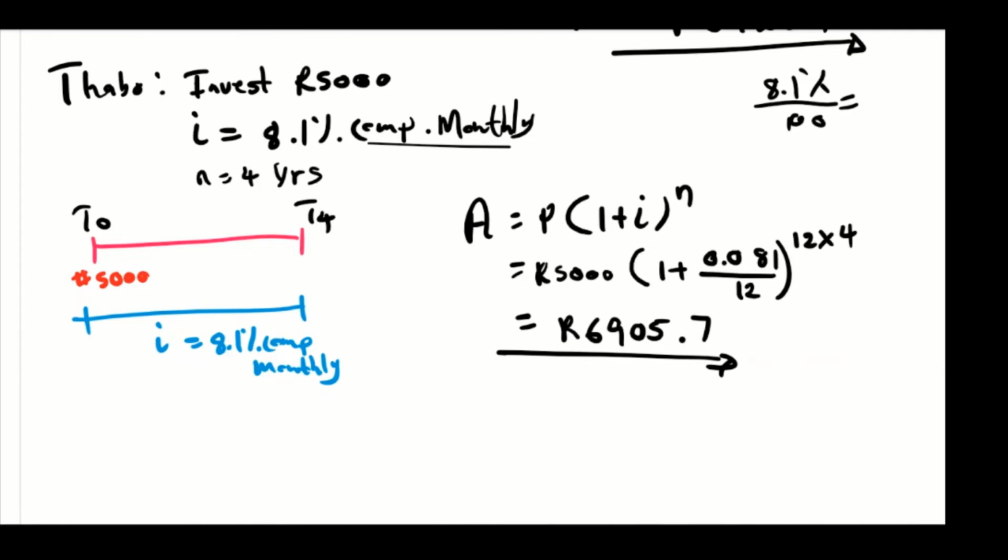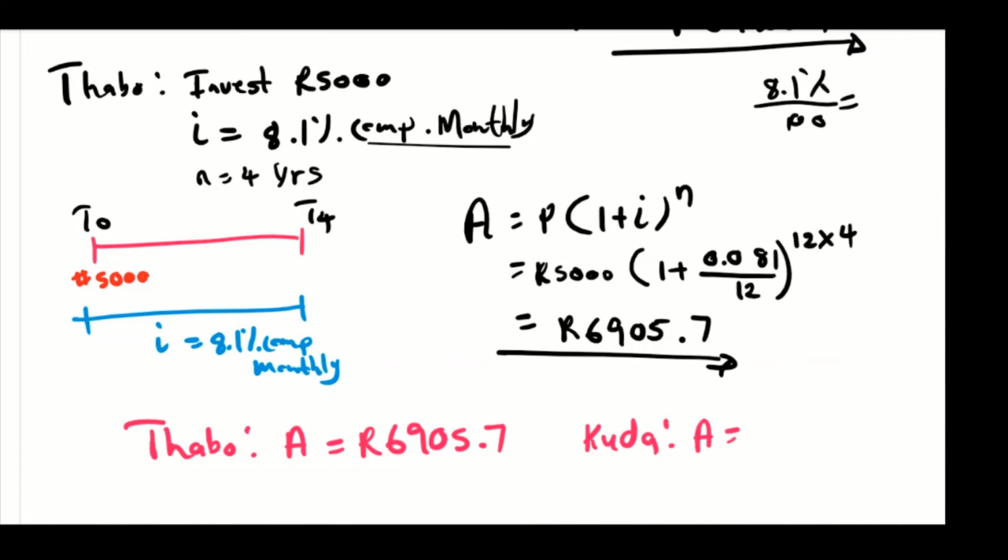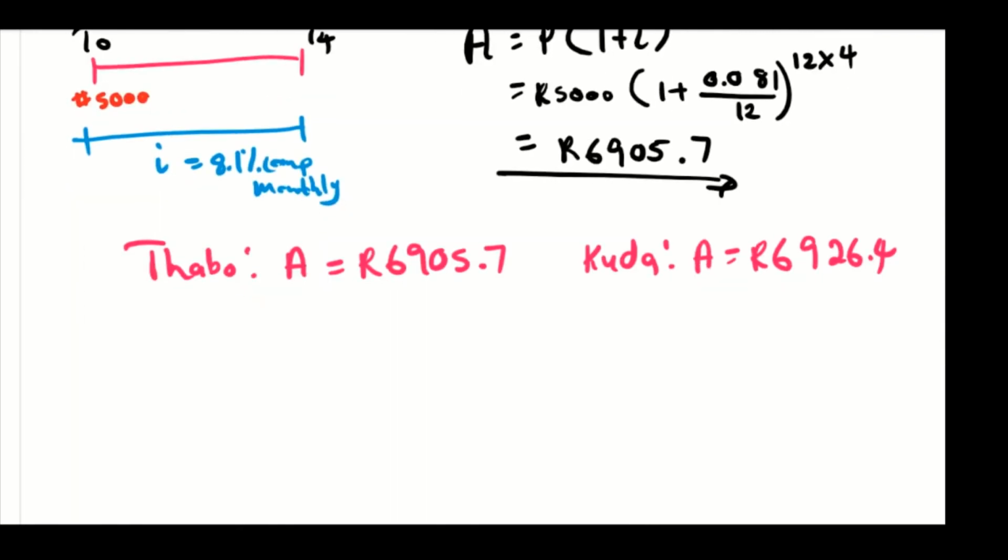So looking at these amounts, for Thabo, we're having an amount which is equal to 6,905.7, and then for Kuda we have an amount which is equal to 6,926.4. So definitely it's easy to tell which investment yields a better return here.